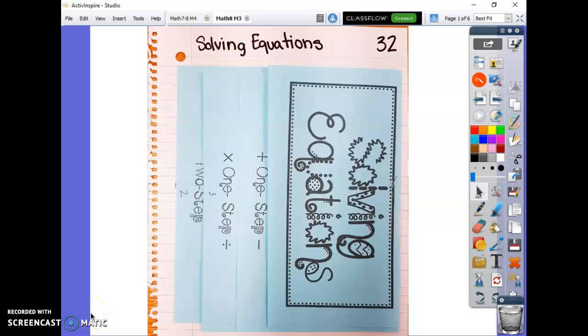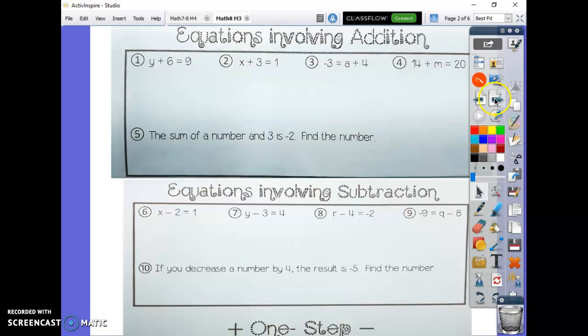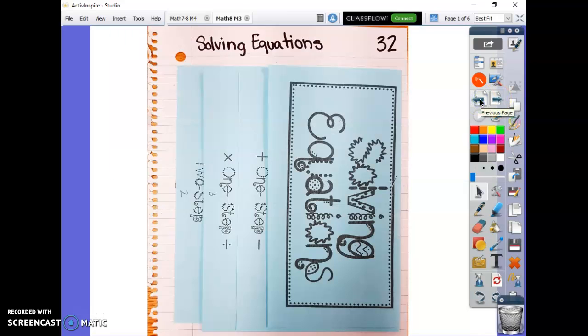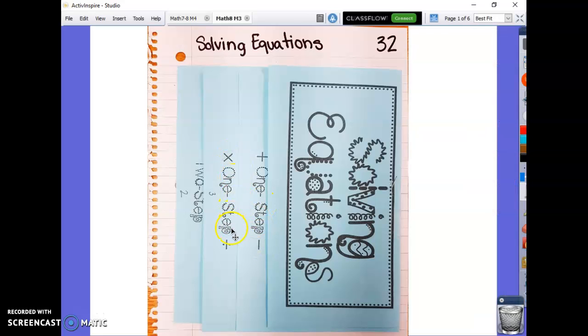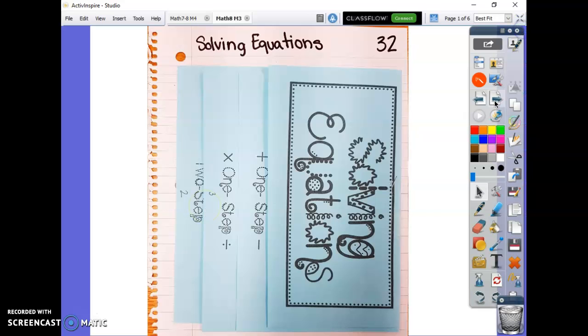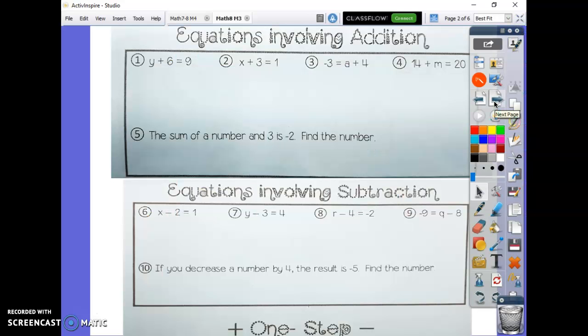On page 32 in our ISN, solving equations. This should all be a review. We're going to talk about solving one step with adding and subtracting, one step with multiplying and dividing, and then finish off with a two-step review. Okay. So one-step equations using addition.